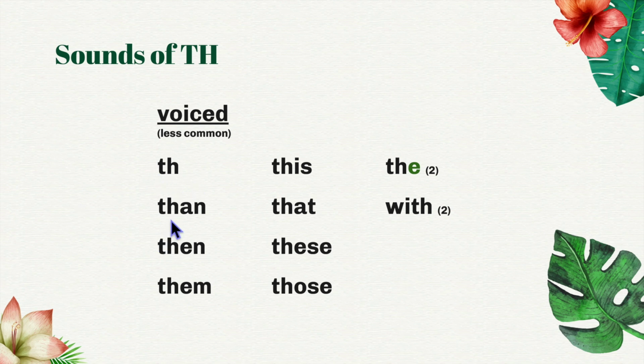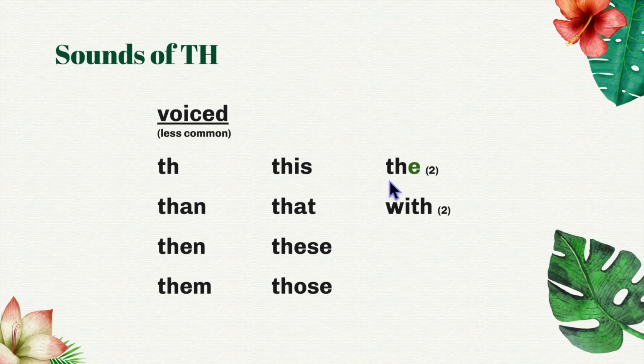Th, than, then, them, this, that, these, those. Just like the words related to numbers used the unvoiced th sound, the words that you use to point to things, this, that, these, and those, all use the voiced sound of th.